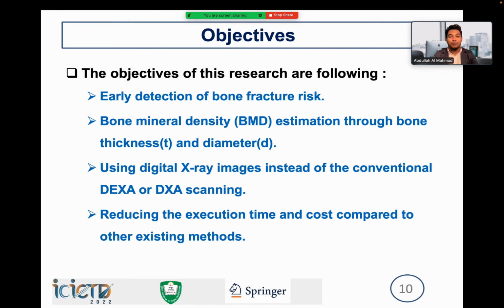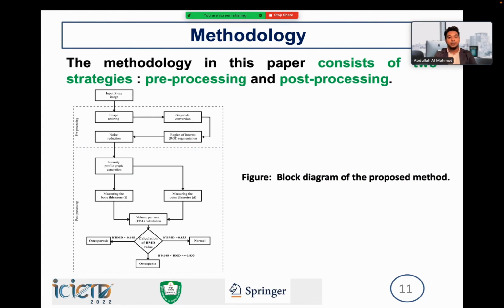Objectives. Well, let's read it out. The points: early detection of bone fracture risk; BMD estimation through bone thickness T and diameter D, using digital X-ray images instead of conventional DEXA or DXA scanning; reducing the execution time and cost compared to other existing methods. These are our objectives.